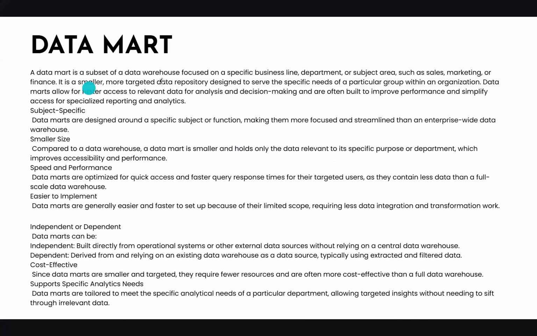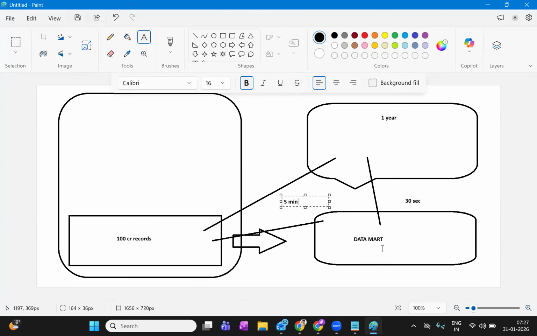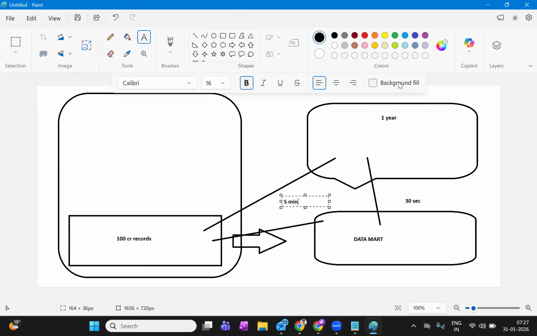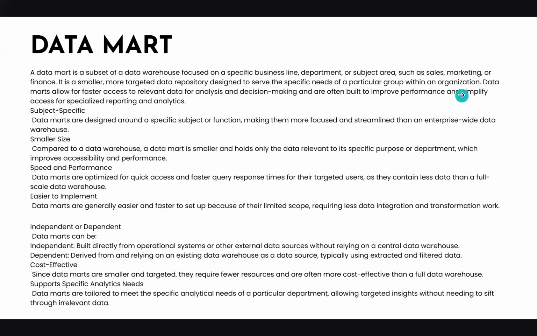Okay. So a data mart is a subset of a data warehouse focusing on a specific business line, department, or subject area, such as sales, marketing, finance. It is targeted data, repeatedly designed to serve the specific needs of a particular group within an organization. These data marts are created based on categories and on the size of the data. Data marts allow for faster access to relevant data for analysis and decision making, built to improve performance and simplicity. Data marts are designed around a specific subject or function, making them more focused and streamlined than the enterprise version.